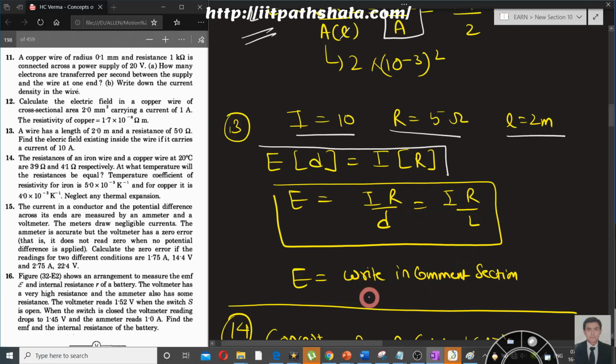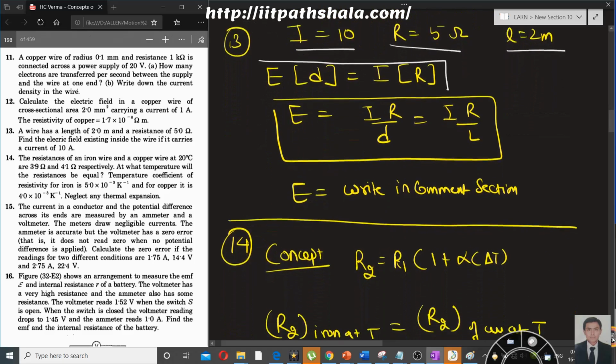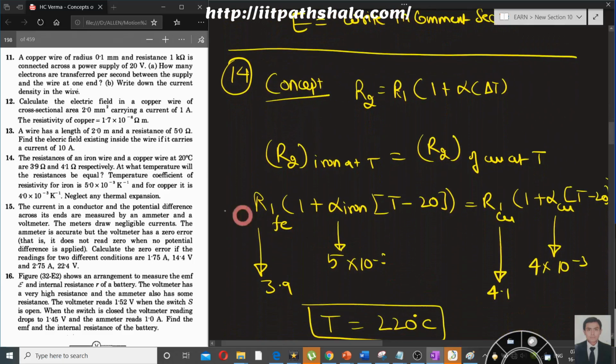Now write in the comment section what magnitude of E you are getting in your case. I'll reply to you. Quickly moving toward the next question: the resistance of an iron wire and copper wire at 20 degrees Celsius are 3.9 and 4.1. So he has given you the resistance of iron and copper wire at 20 degrees Celsius.